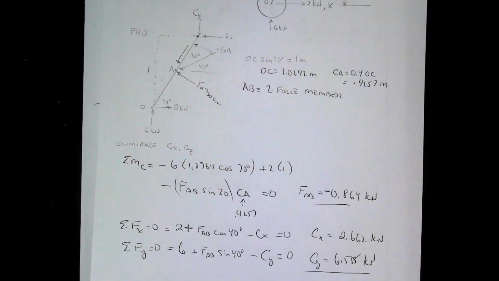So if this is coming in here, that will be going around, that's clockwise. So I have a negative. FAB sine 30, there's the force component. And then this distance here is CA, and we know that is 0.4257. Sum that all equal to 0. Solve for FAB, and we get 0.864 kilonewtons. We're all set.